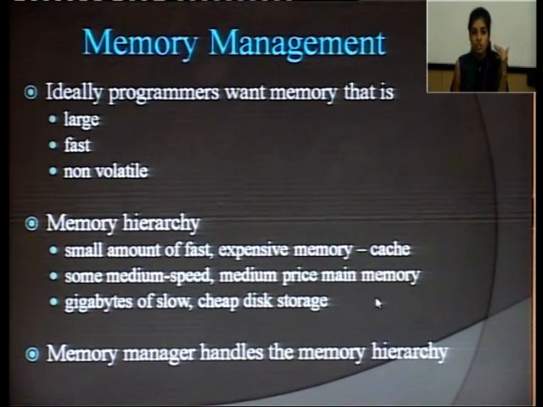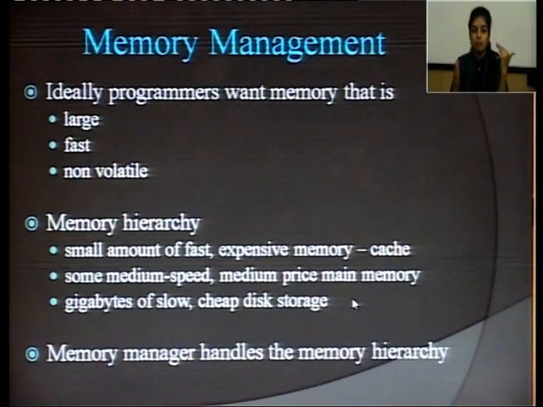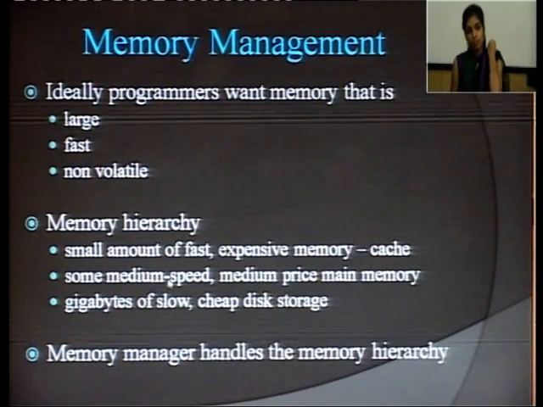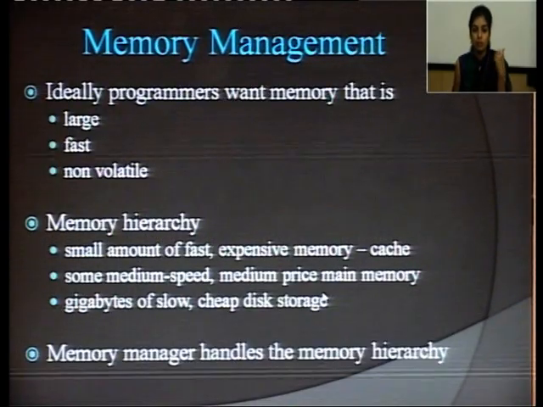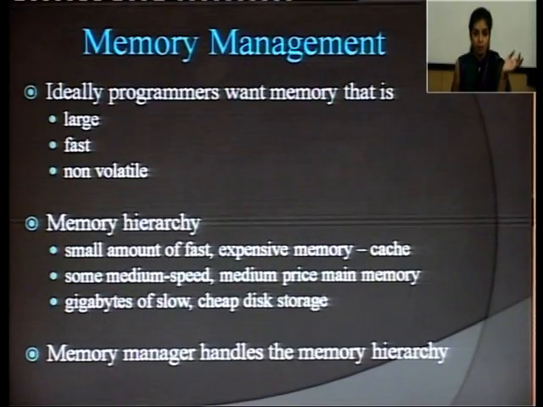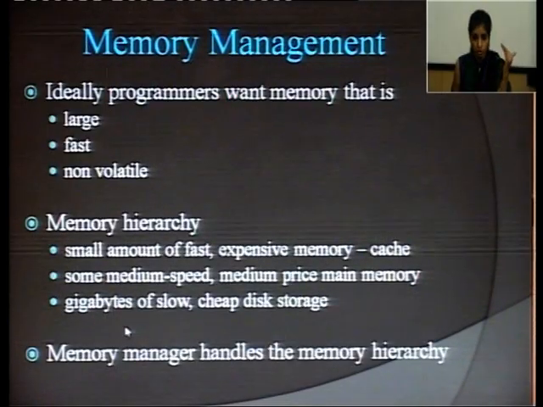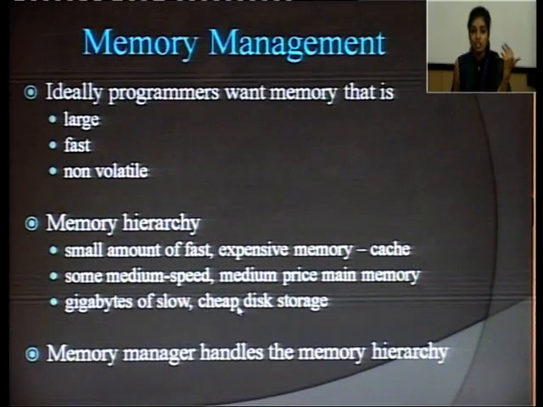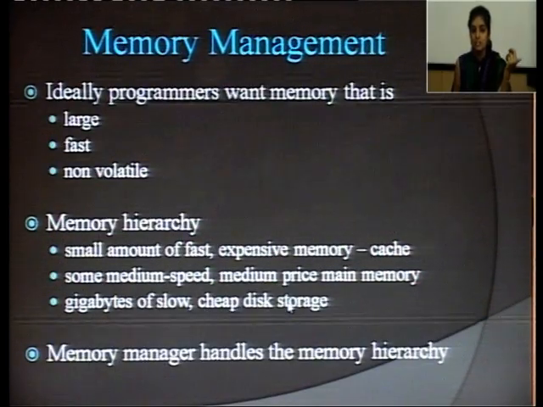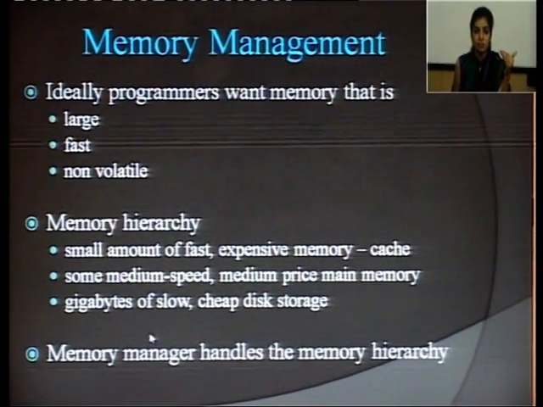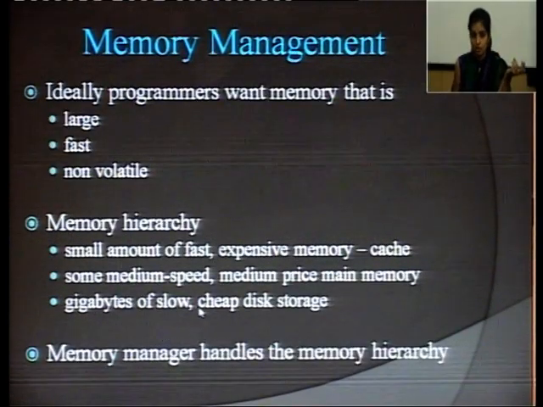So cache is small and fast accessible memory. Then there is medium memory at medium price, the main memory. So medium price and medium speed, that is the main memory. And gigabytes of memory at slow speed and cheap, the disk storage, that is known as secondary storage. Okay, so this type of hierarchy is managed by the memory manager.